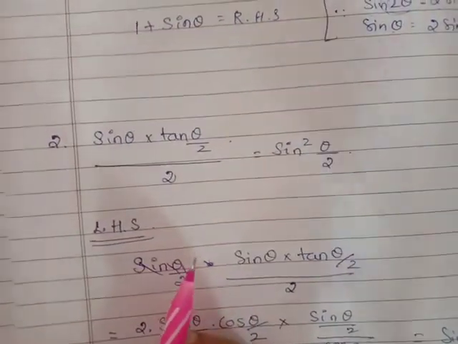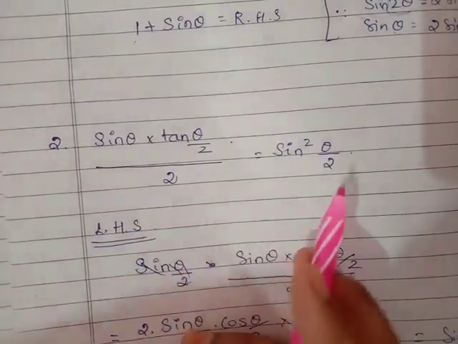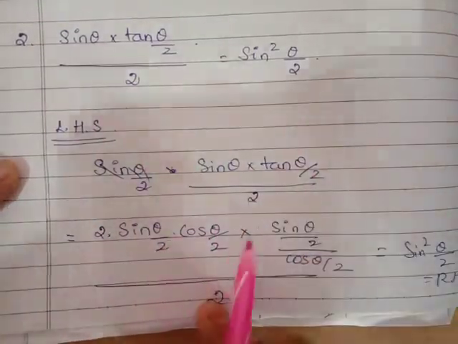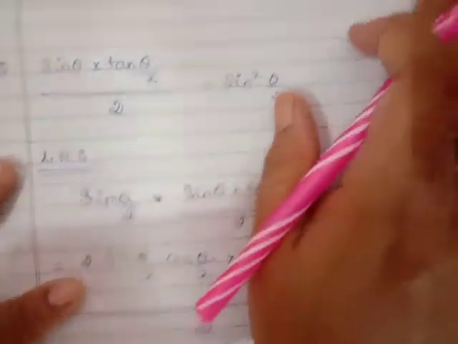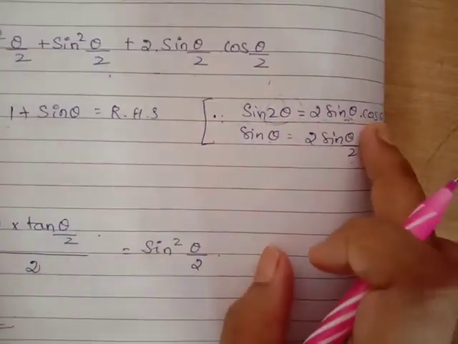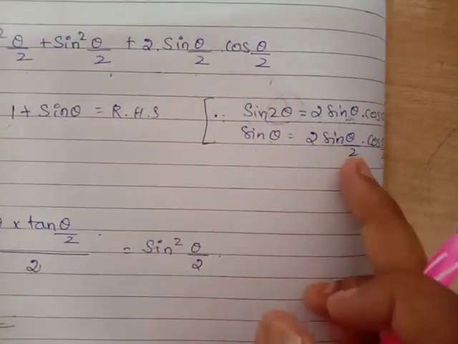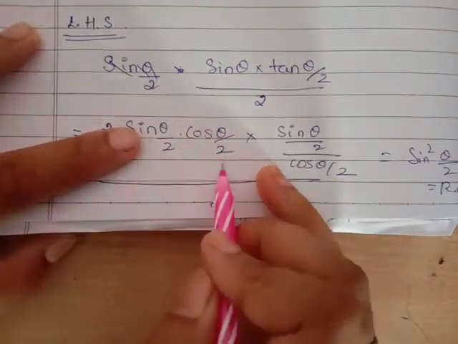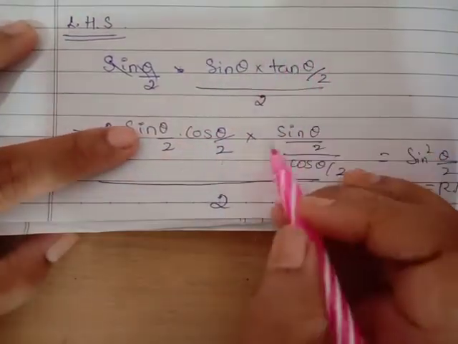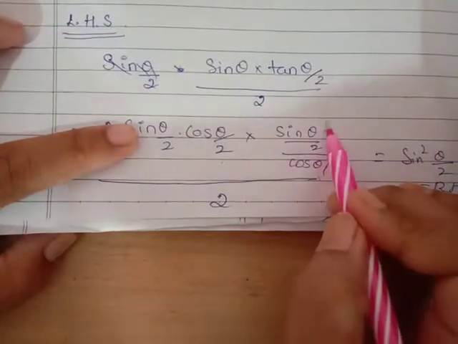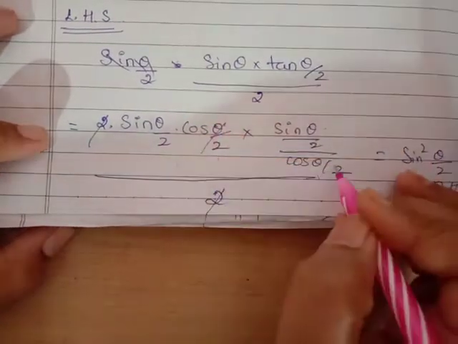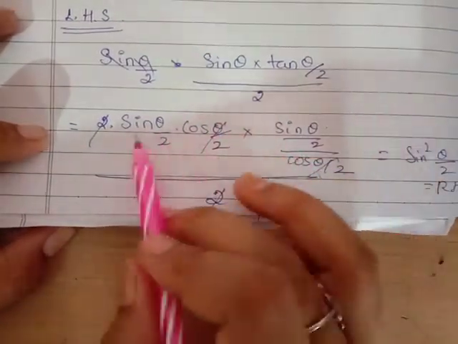Next question, sin theta into tan theta by 2 is equal to 2 sin square theta by 2. Same thing, you are taking sin theta into tan theta by 2. You know that sin theta, what did I just say? If sin 2 theta is 2 sin theta cos theta, we know that sin theta will be 2 sin theta by 2 cos theta by 2. So in the place of sin theta, we are writing 2 sin theta by 2 cos theta by 2. And what about tan theta by 2? Tan theta by 2 is sin by cos, so sin theta by 2 by cos theta by 2. So 2 and 2 will get cancelled, and cos theta by 2 and cos theta by 2 will get cancelled. You are left with sin into sin, which is sin square theta by 2. So this is equal to your RHS.